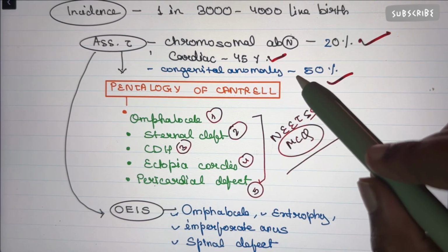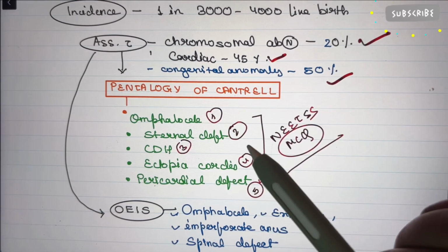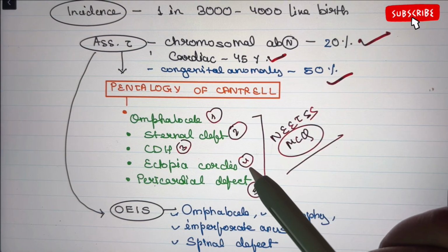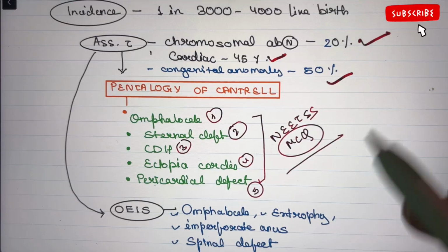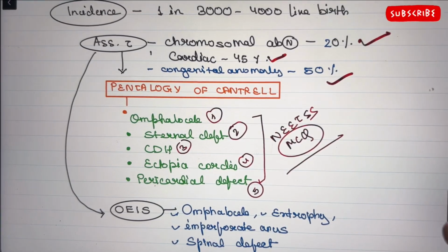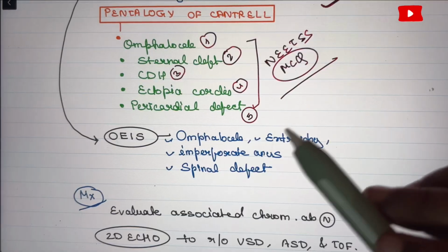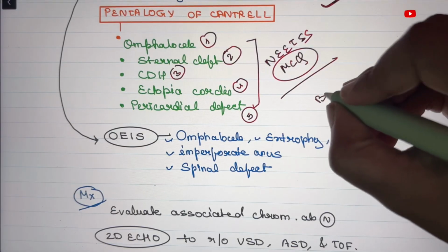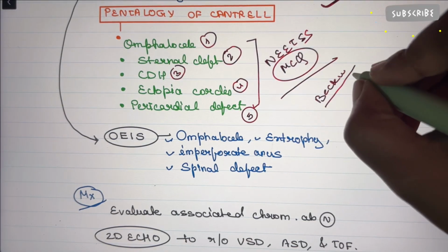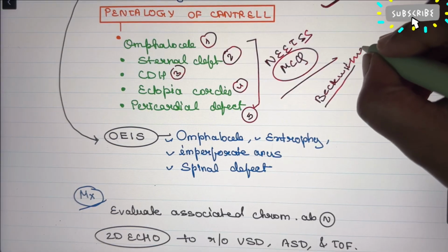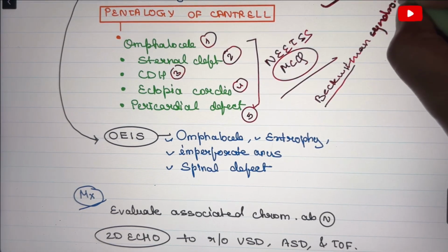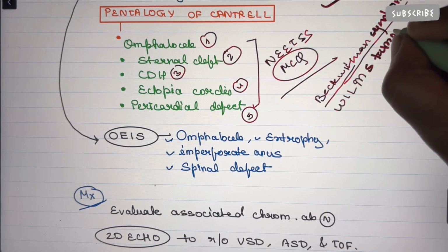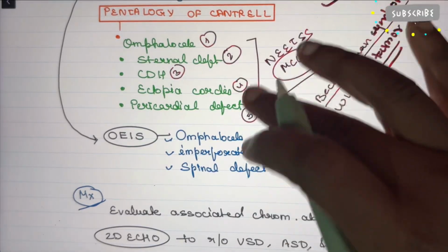I am repeating once again for you. Number 1 is omphalocele. Number 2 is sternal cleft. Number 3 is congenital diaphragmatic hernia. Number 4 is ectopia cordis, and number 5 is pericardial defect. So this is pentalogy of Cantrell associated with omphalocele. Another is OEIS syndrome, that is omphalocele, exstrophy, imperforate anus, and spinal defect. Apart from that, it can be associated with Beckwith-Wiedemann syndrome, which is omphalocele associated with Wilms tumor. And other associated anomalies may also be present. These 2 are very important.